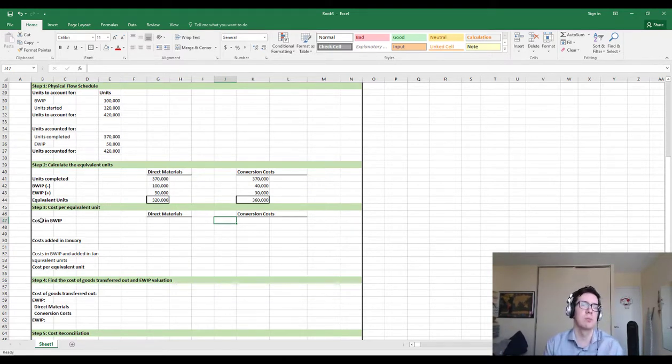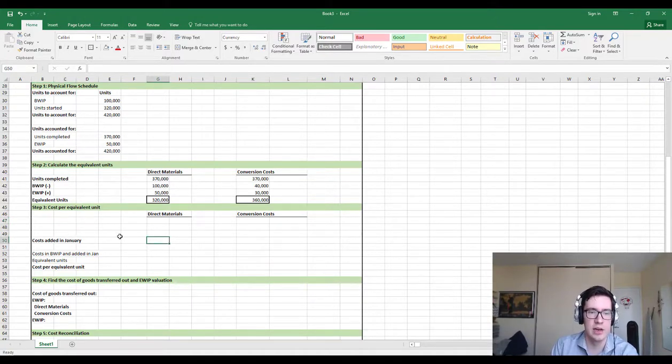Now, step 3, for the weighted average method, we included costs in beginning work in process because we just added all the costs from BWIP, all the costs that we started, and then we just divided by our equivalent units to get the cost per equivalent unit. But we haven't included any stuff from BWIP. So we're not going to include the costs if we're not going to include the inventory in our calculation for equivalent units. So we're just going to completely get rid of that.